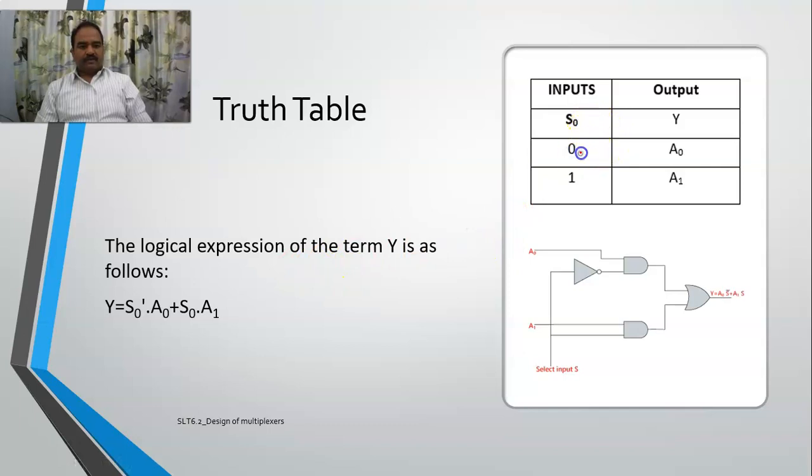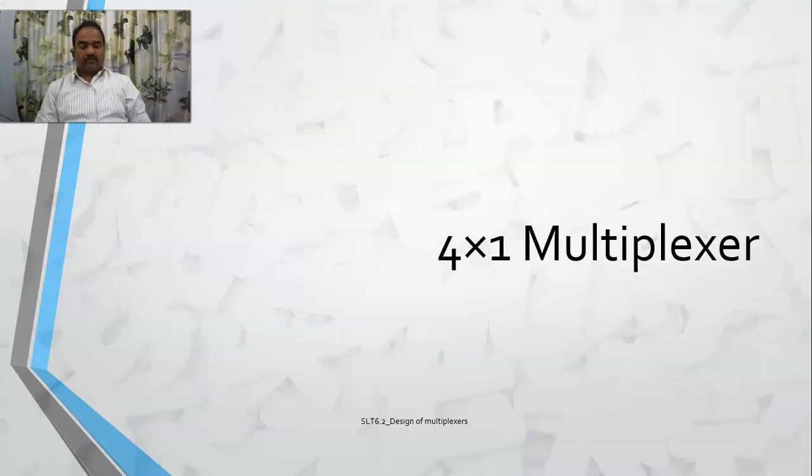If S0 is equal to 1, I'll be going with A0. So this is the logical expression, and as I have shown you, this is my representation using logical gates. Now let's see the 4 by 1 multiplexer.